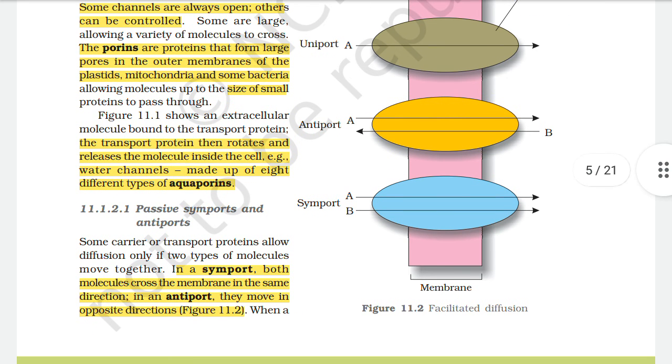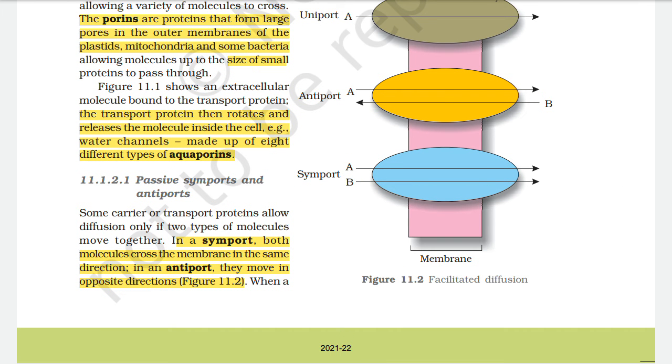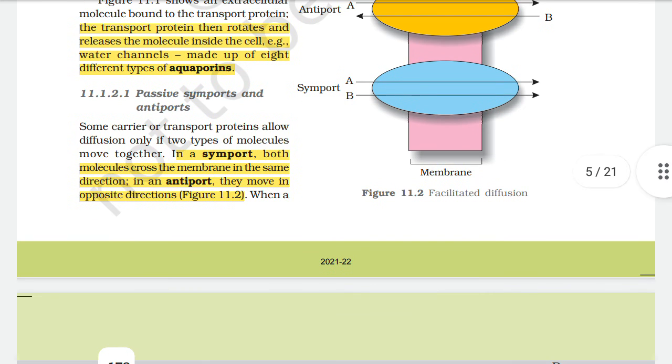Examples are given. Porins. Porins are also one of the channels. It is proteins only that form pores in the outer membranes of plastid, mitochondria, and some bacteria. Remember, it is some bacteria. Next example of proteins given is aquaporins. Aquaporins are what? They are just water channels, and these water channels are made up of 8 different types of aquaporins.